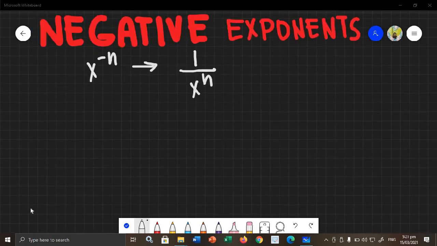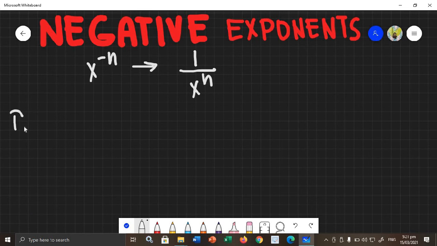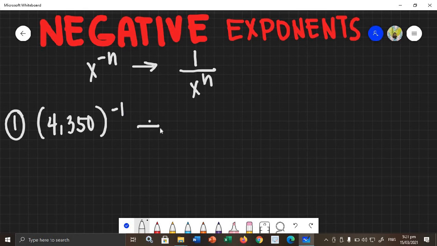Lastly, we have the rule for negative exponent. So sabi, any real number or even expressions having a negative exponent, always remember that you need to cancel out that negative sign by getting the reciprocal of the expression that has the negative exponent. So let's say, for example, we have 4,350 and it is raised by negative 1. So, you need to get the reciprocal of the expression or of the base na mayroong negative exponent.